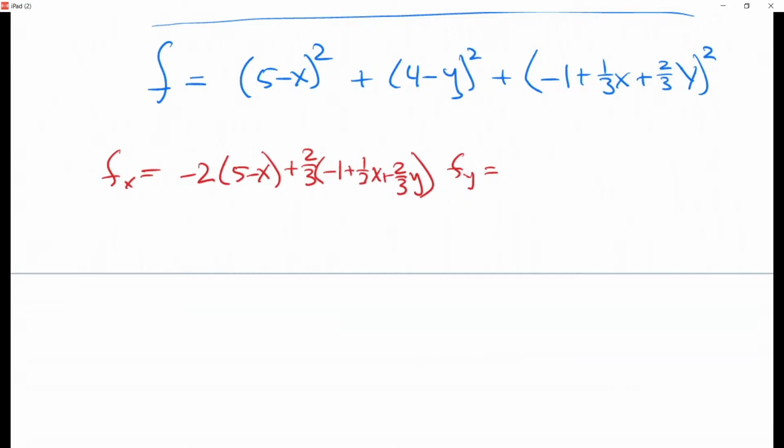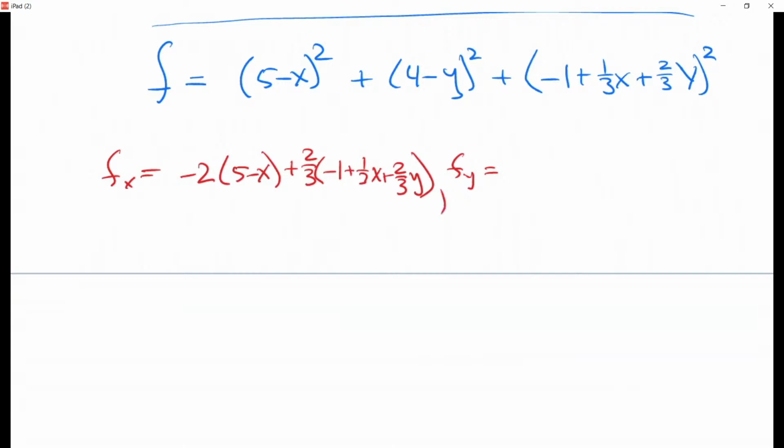The second one, same deal, multiply by 2. Oh, this one has no x's in it, so its derivative is 0. So we ignore that. Here, multiply by 2. That's where this 2 came from. Then you make the exponent 1. And then multiply by the derivative, which in this case is just 1/3. So that's where the third came from.